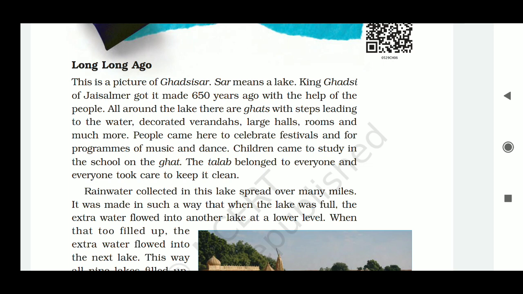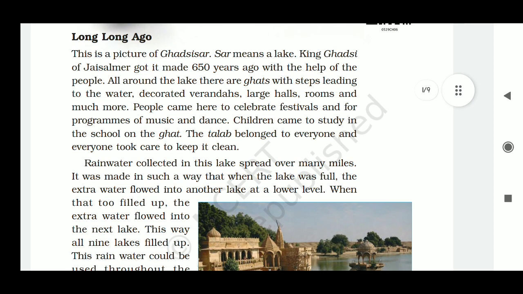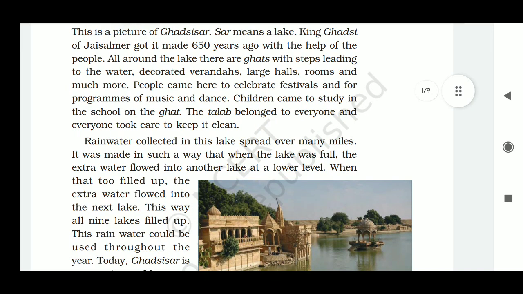Ghats are places with steps leading to the water. There were decorated verandas, large halls, rooms and much more. People came here to celebrate festivals and for programs of music and dance. A picture is also given here. So this place is utilized for celebrating festivals and organizing programs of music and dance. Also, children came to study in the school on the ghat. Schools are also there.